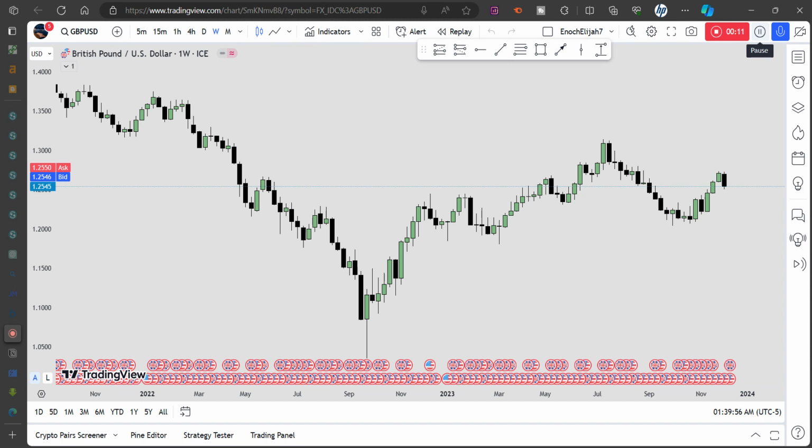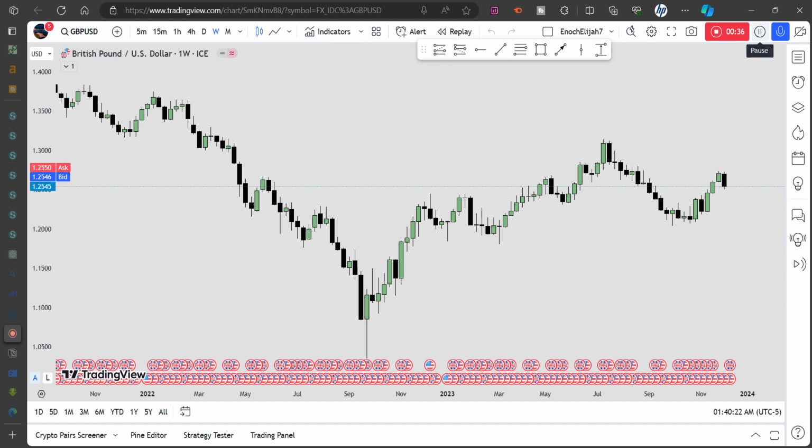Now, this is my TradingView chart. You can see it's quite clean and clear. Now, this is where we analyze the market and be able to see what price has done and what price will do next.